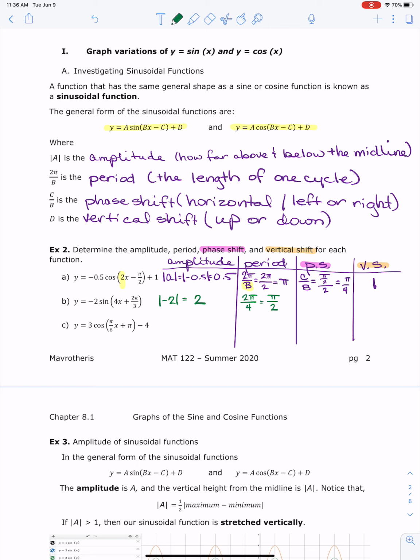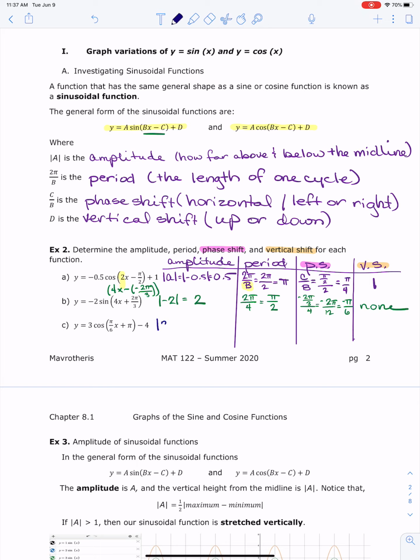Our phase shift, there's one thing that I want to point out. Keep in mind up here, we've got Bx minus C. This is written as a plus. So to make sure we have the correct C, keep in mind it would really look like that, 4x minus -2 pi over 3. So I've got a -2 pi over 3 over B, which is 4, which gives me a -2 pi over 12, -pi over 6. Vertical shift, we don't have anything being added or subtracted at the end, so there is no vertical shift on this one.